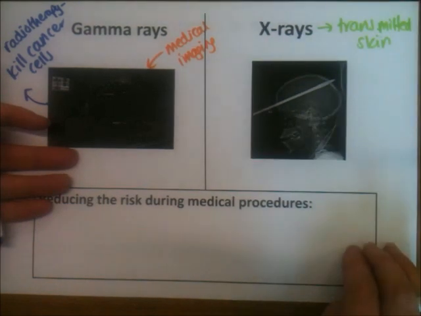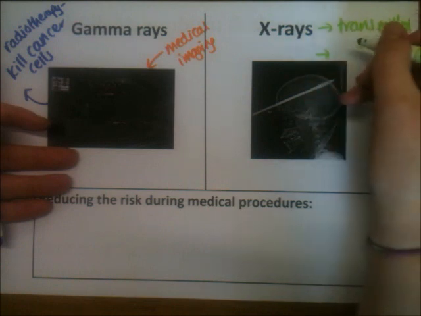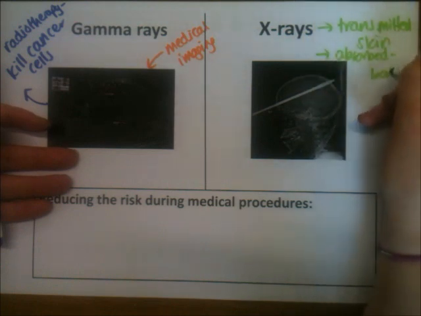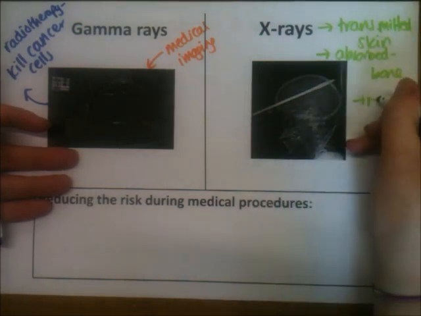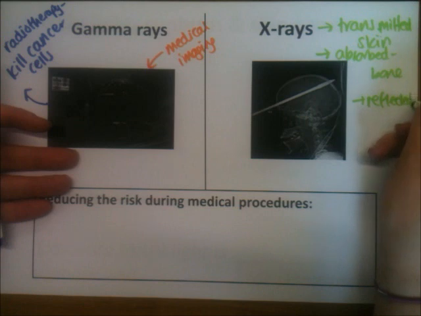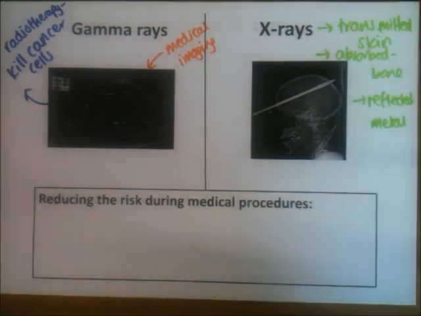Now, it doesn't go through bone, and that's why you get an outline. So it's absorbed by bone. And now finally, the metal spear here, that's because it's been reflected by metal. Okay? So the main ones that you need to know about are x-rays.